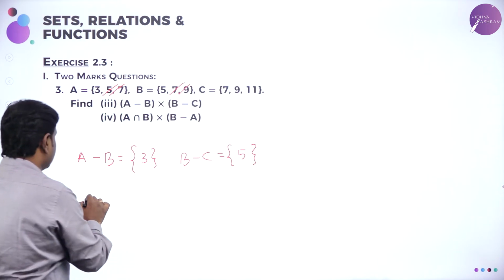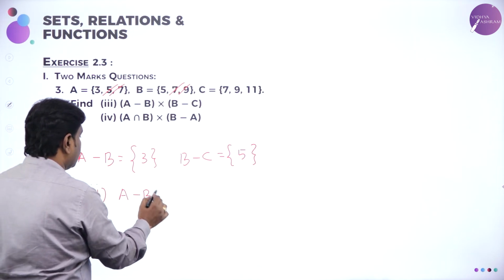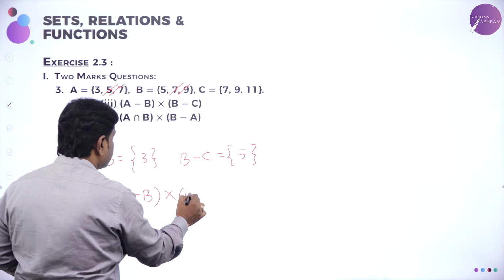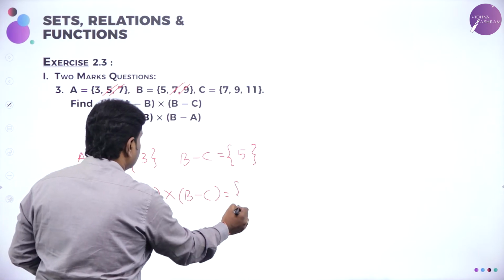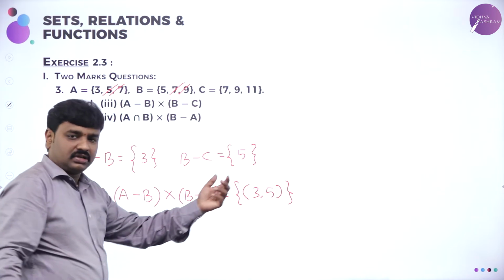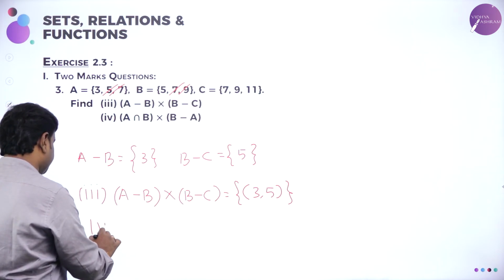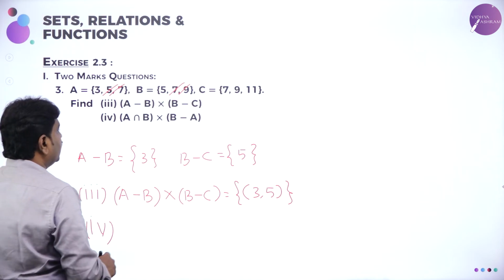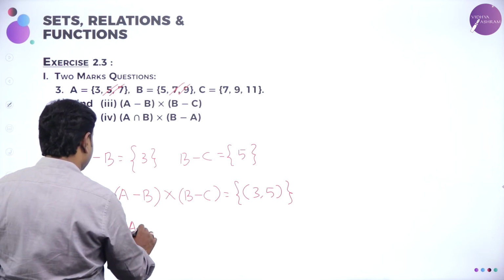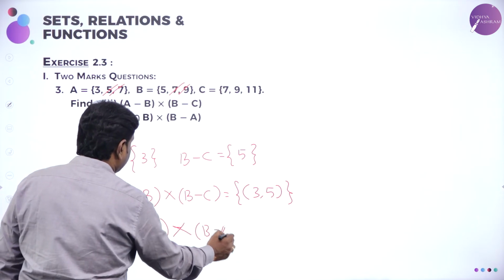So now the third question, they want (A minus B) cross (B minus C). First element I should take from the first set and second from the second set. So we'll get the ordered pair (3, 5). Then the fourth one, (A intersection B) cross (B minus A), Cartesian product.